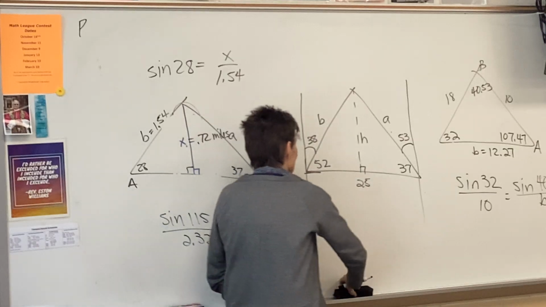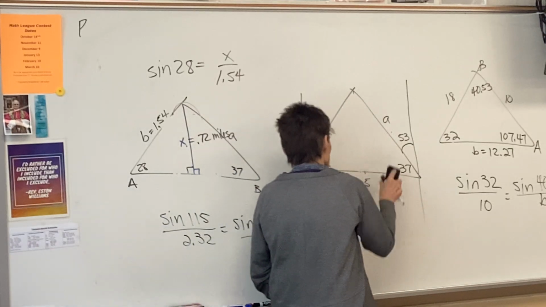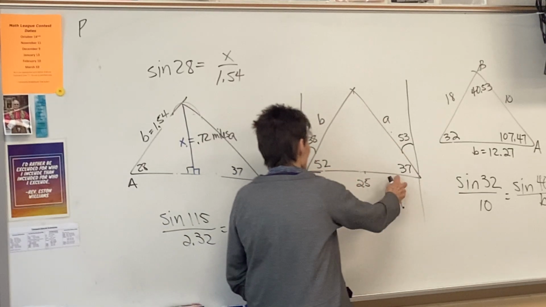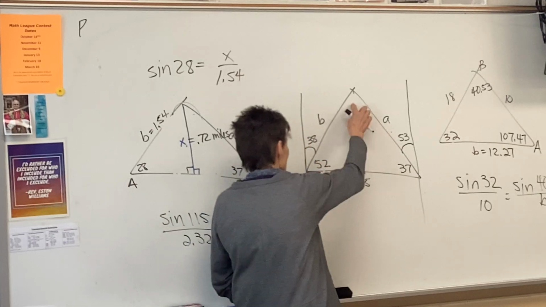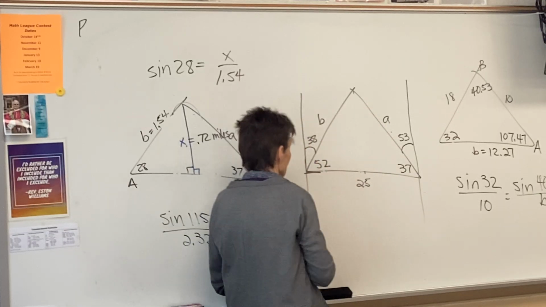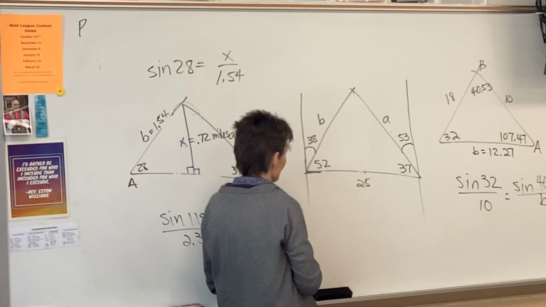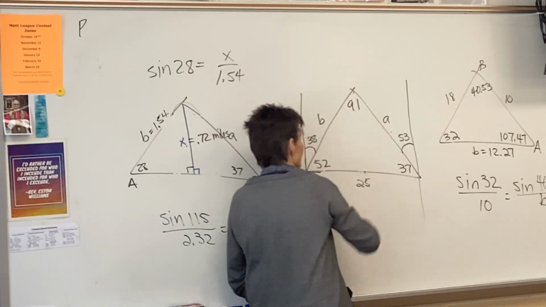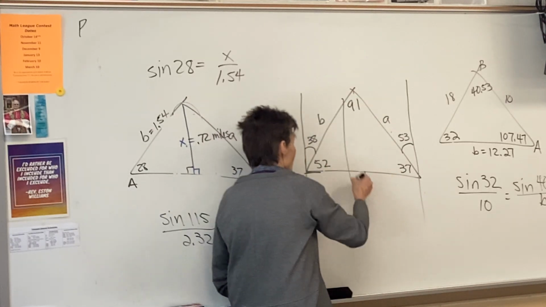Now, let me get this out of here for a second. If that one's 52 and that one's 37, how much is this one? 91. Maybe 90. 91. So see what you got right here?